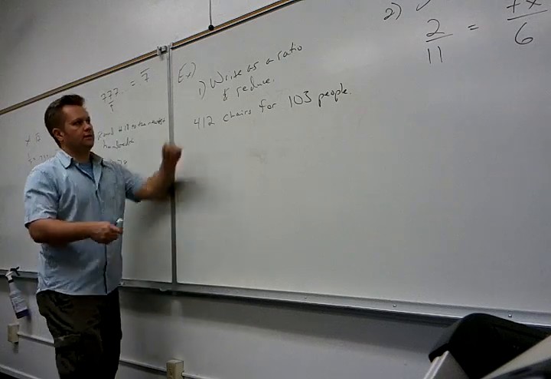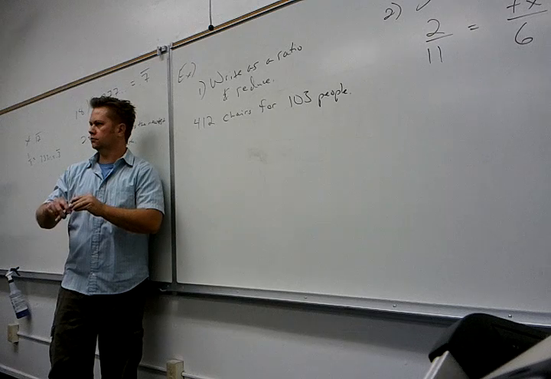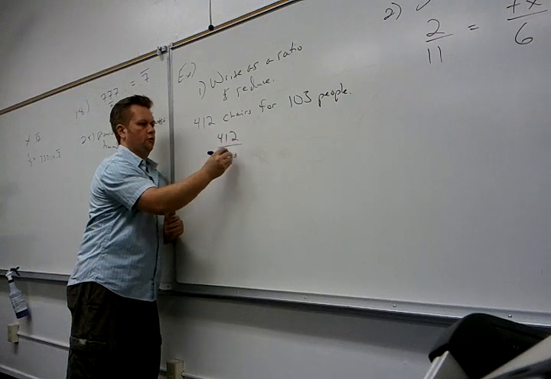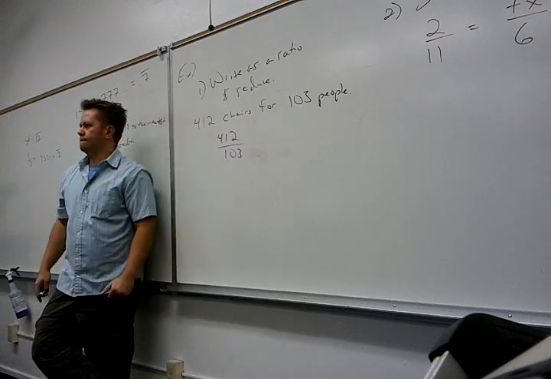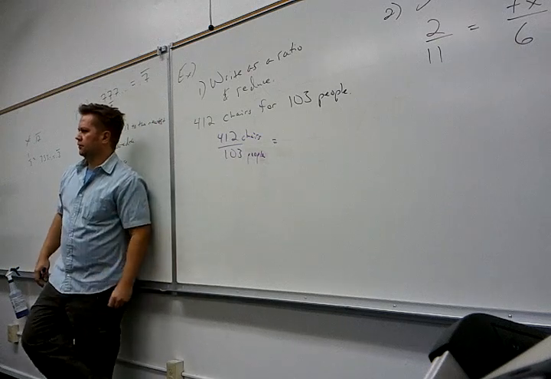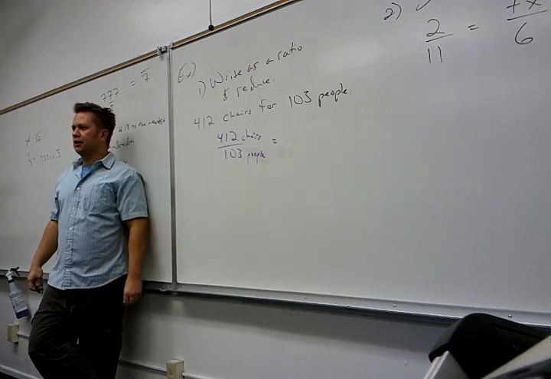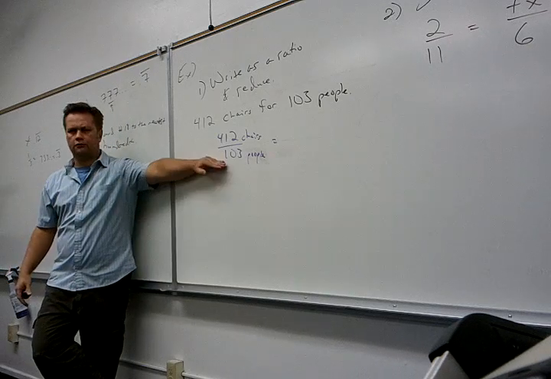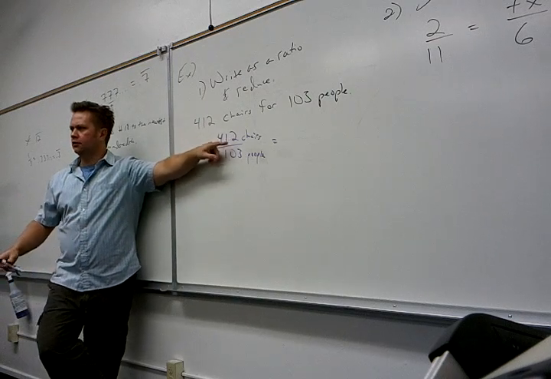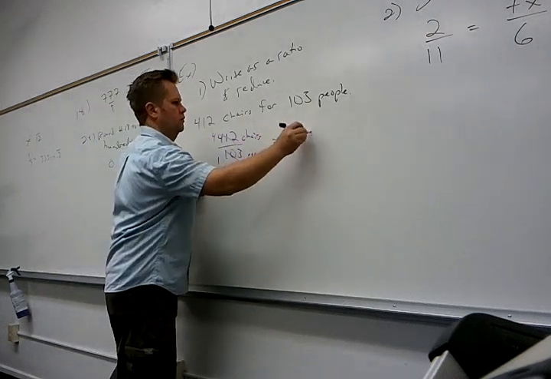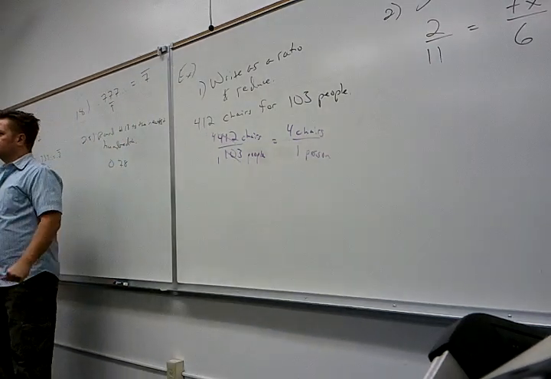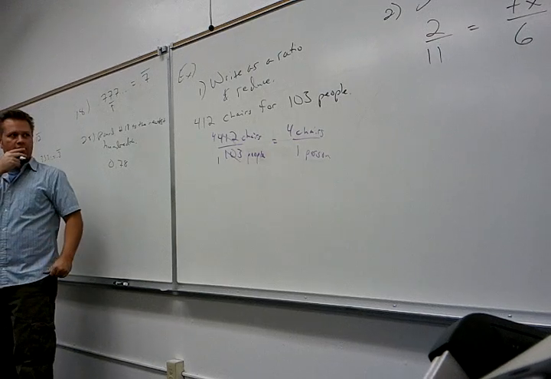So let's see. How do I write this as a ratio? 412 chairs per 103 people. If you reduce that, actually 103 looks pretty prime. So the only way this could reduce is if 103 goes into 412, and it does. 103 times 4 is 412. So this would reduce to 4 chairs for every person. If this is your concert, that sucks. They really pack the place. You have a lot of empty chairs. You with me so far?